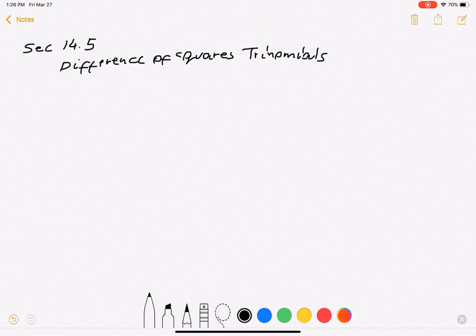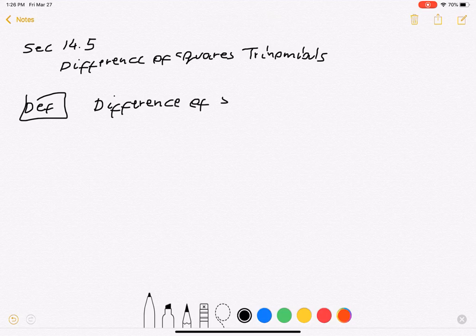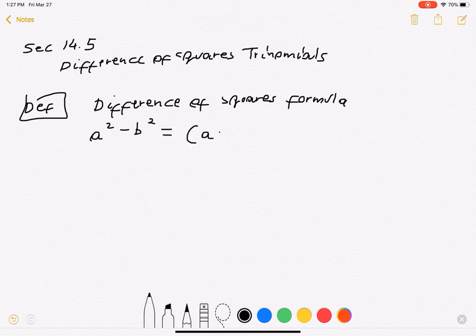So first, we're going to talk about the difference of squares formula. A squared minus b squared. You can factor a difference of squares using a minus b times a plus b. Okay. Example.